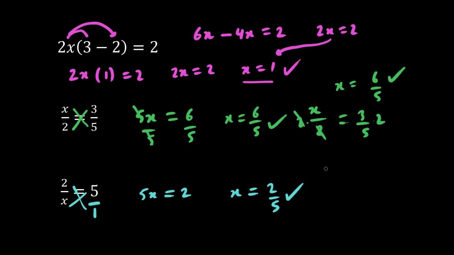A strange way to do the same question is to multiply both sides by x. If we multiply both sides by x, we have these x's canceling out, so we get 5x equals 2. Thus, x equals 2 over 5. Same answer.